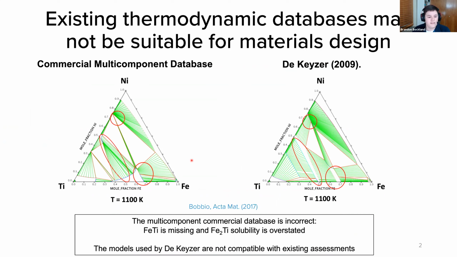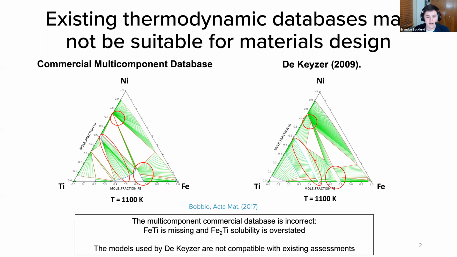Here on this slide, I've compared the same system, iron, nickel, titanium, in two different databases. One of them is a commercial database, and the other is a database based on the literature from a little over 10 years ago now. You can see these two databases have some discrepancies, especially in the concentrated region, where we have roughly equal amounts of iron, nickel, and titanium. There we see the most differences compared to the commercial database.